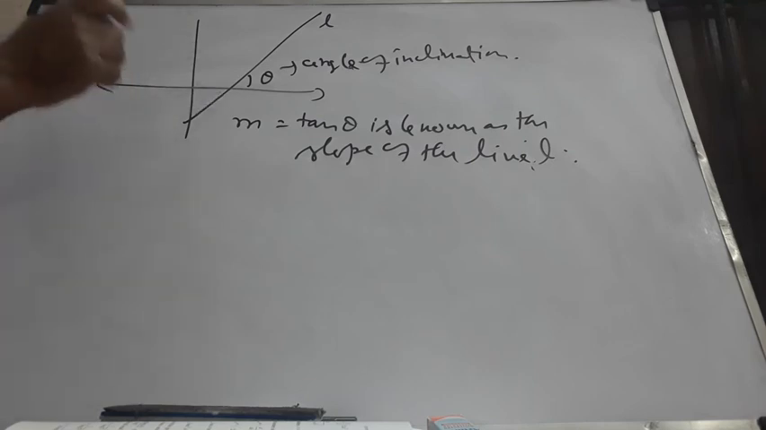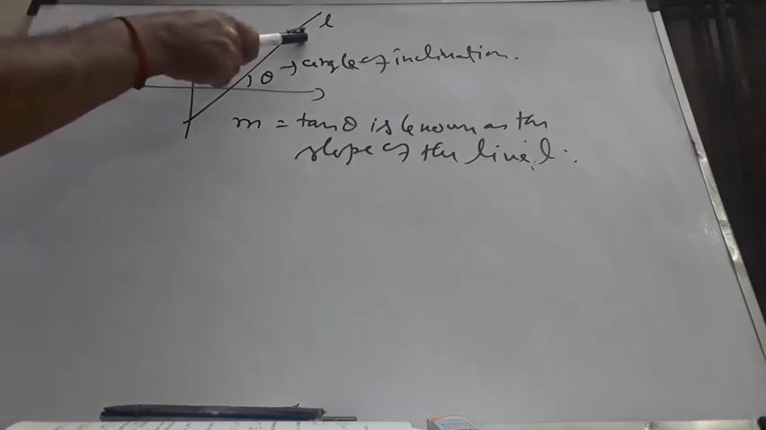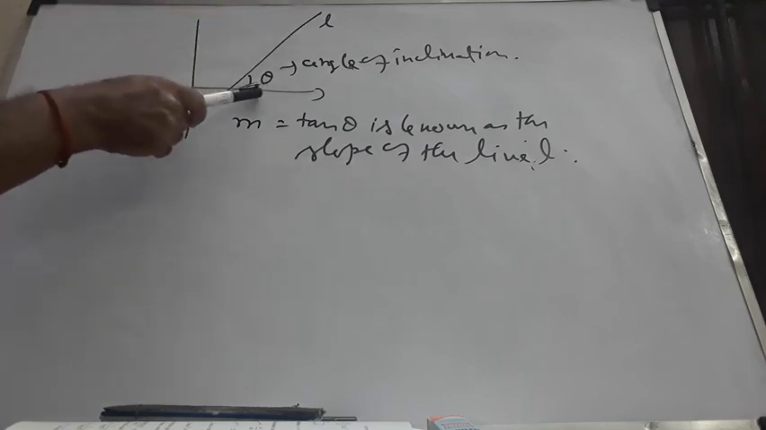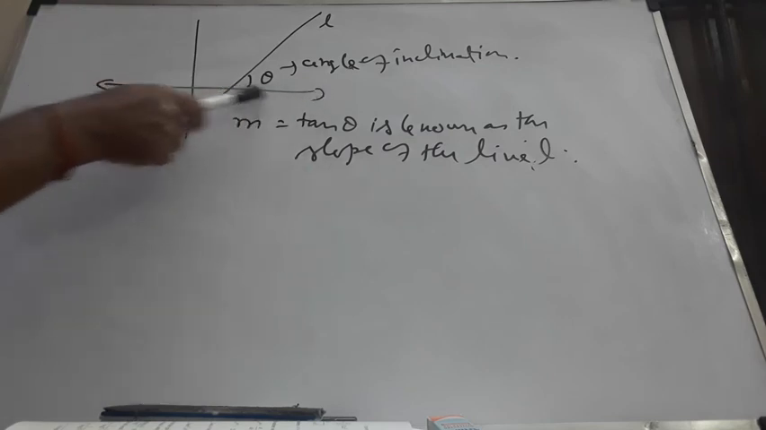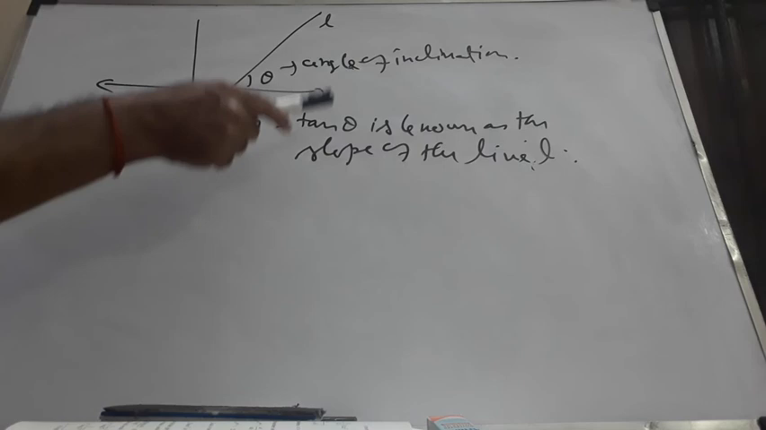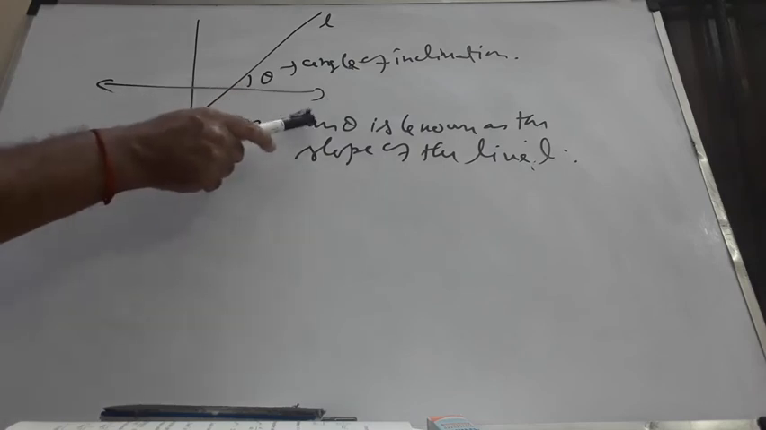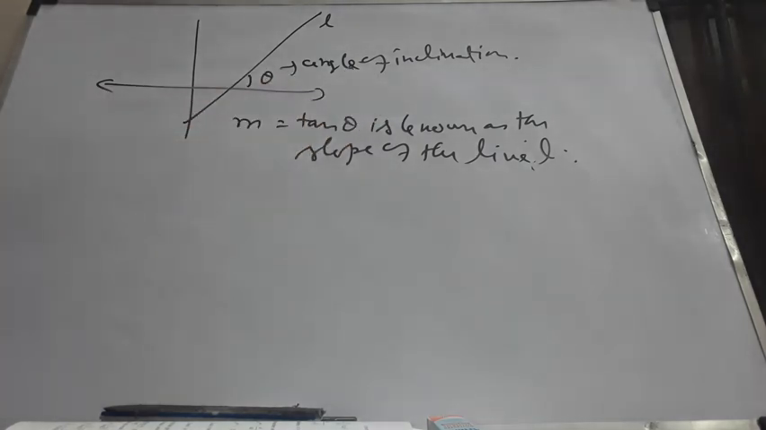Let me repeat. If a line L is given and if it makes an angle theta with the positive direction of x-axis, that is known as angle of inclination. Then m equal to tangent of that value, tan theta, is known as the slope of the line.